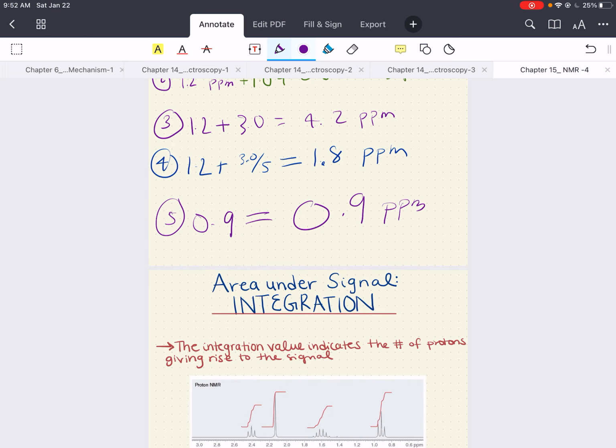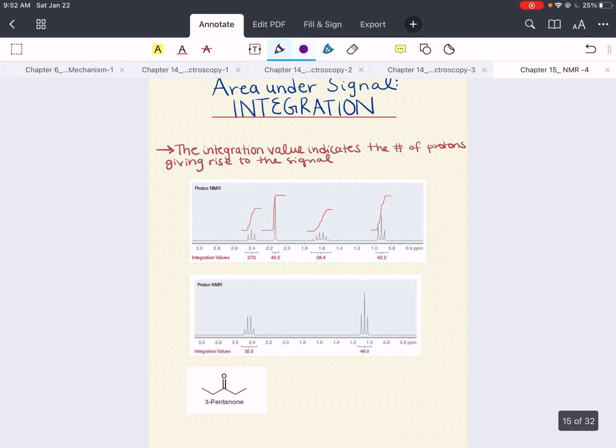And with that being said, we're going to move into the third thing that we can learn from our NMR spectra, and that's the area under the signal, or the integration. All right, integration describes the area under each signal. This is important because it's going to indicate the number of protons giving rise to the signal. Remember, when we were counting how many signals we would expect from a molecule, we only counted unique protons. All the same equivalent protons only got counted once, right? Because they're all only going to give one unique signal.